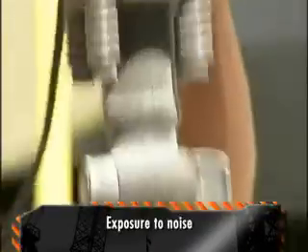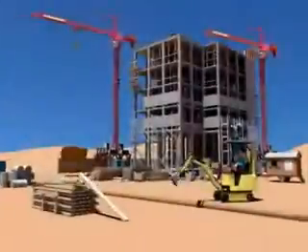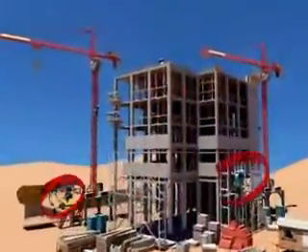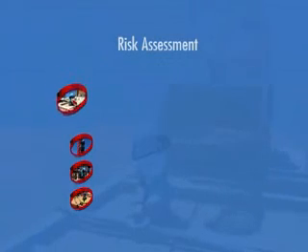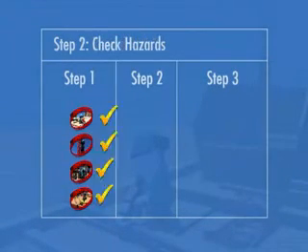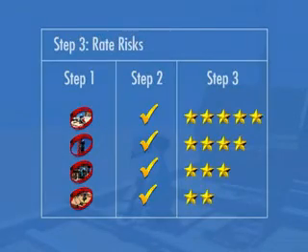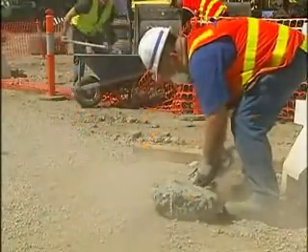There are other hazards that may cause chronic long-term harm that must also be identified, such as contact with harmful substances, dust and fumes, exposure to noise, and vibration from handheld tools. However hazards are identified, it is almost certain that for any one activity, there will be many hazards. Each one has to be risk-rated, as each will need to be covered by the range of control measures adopted.